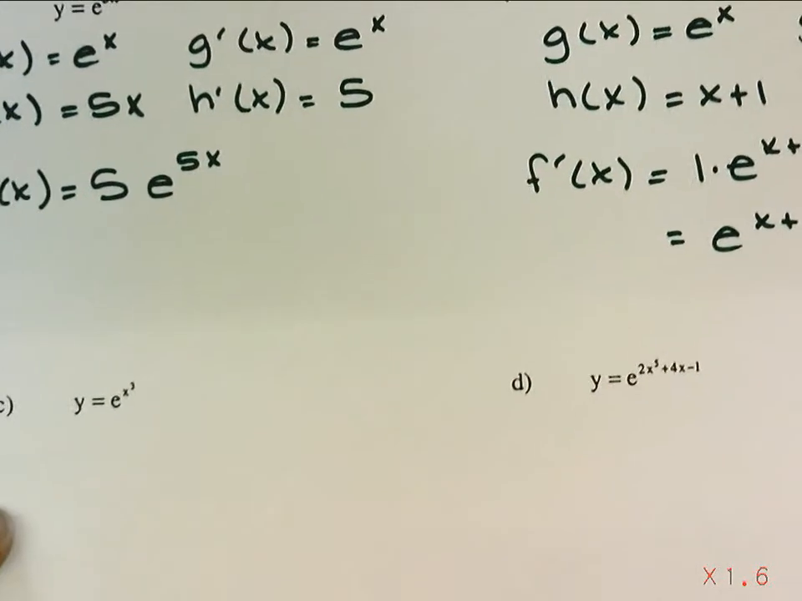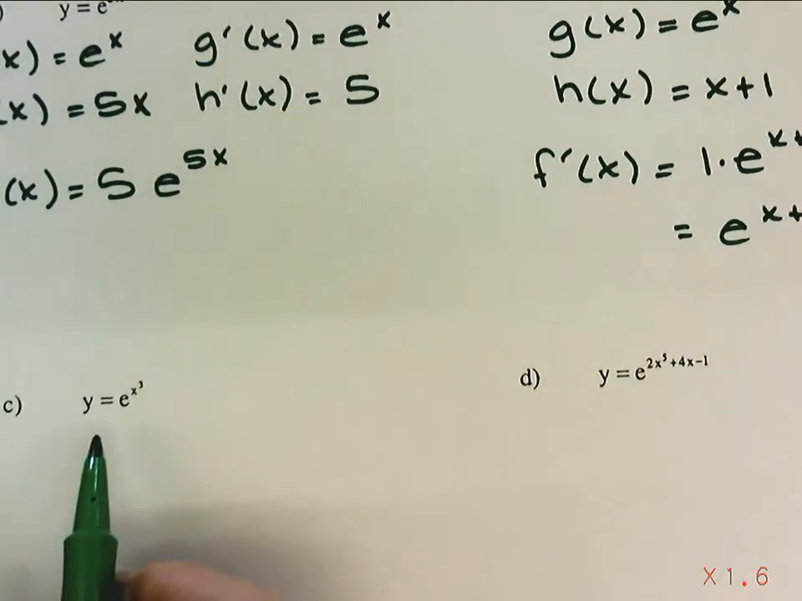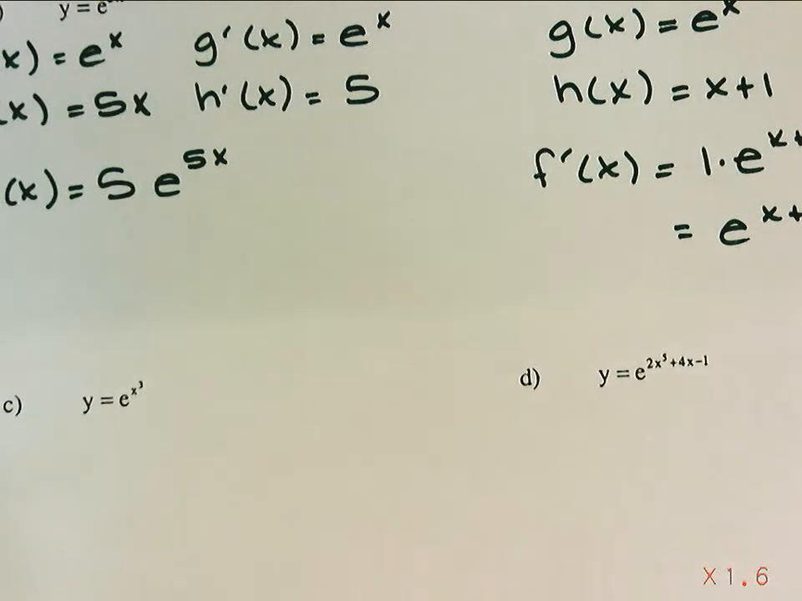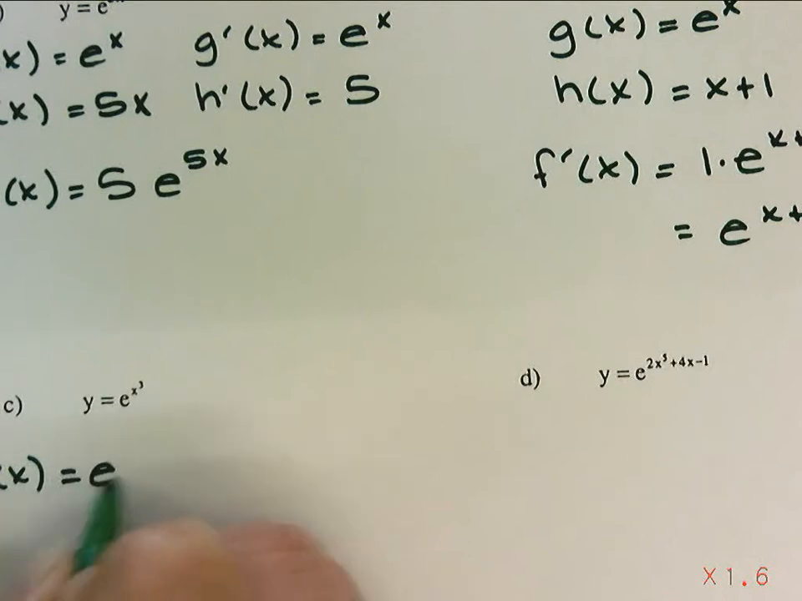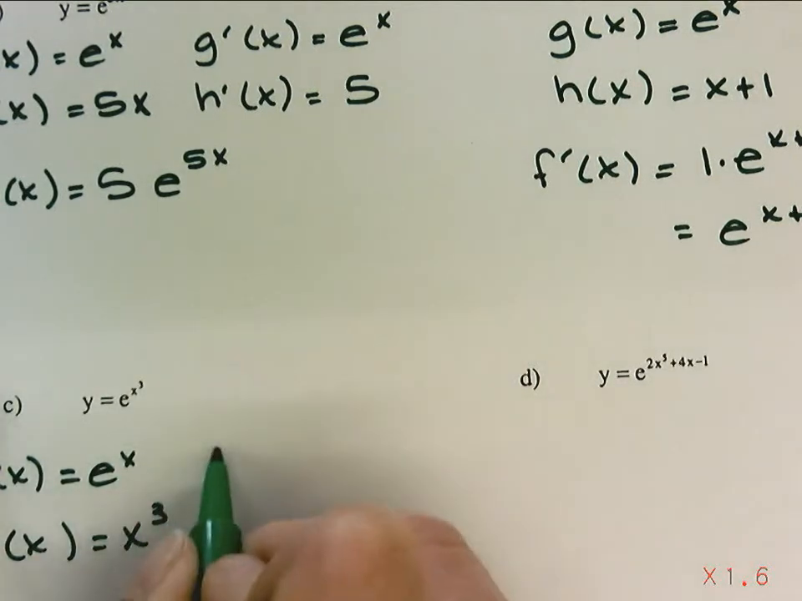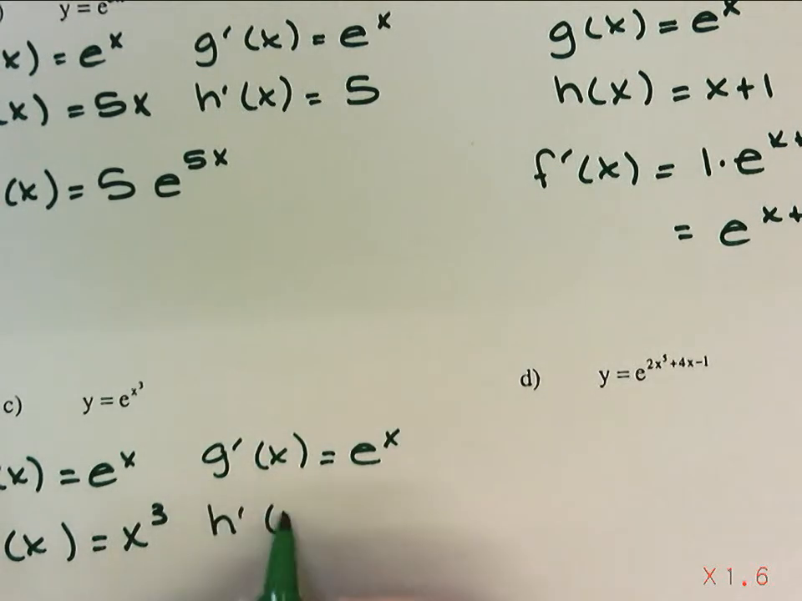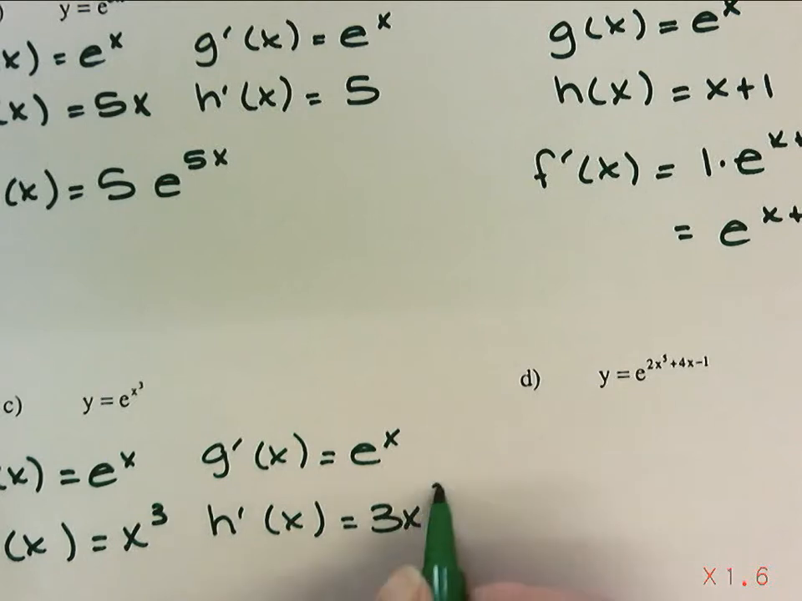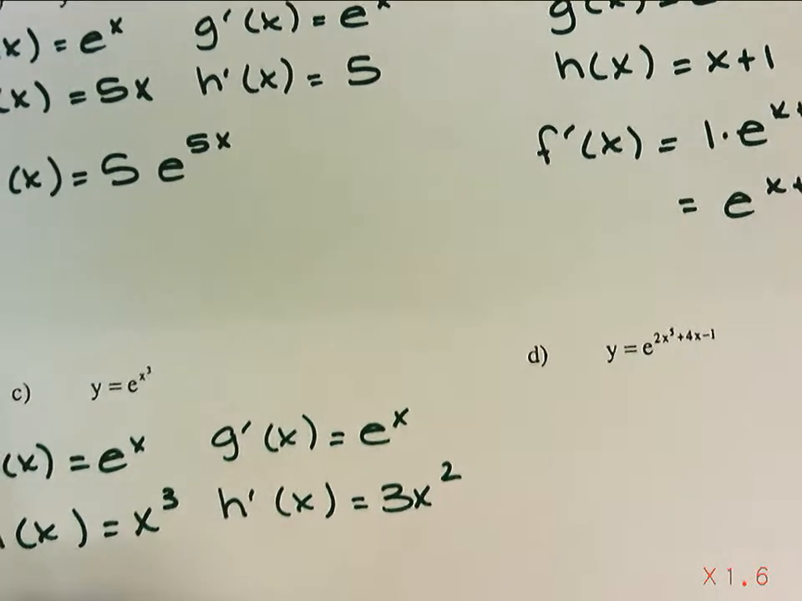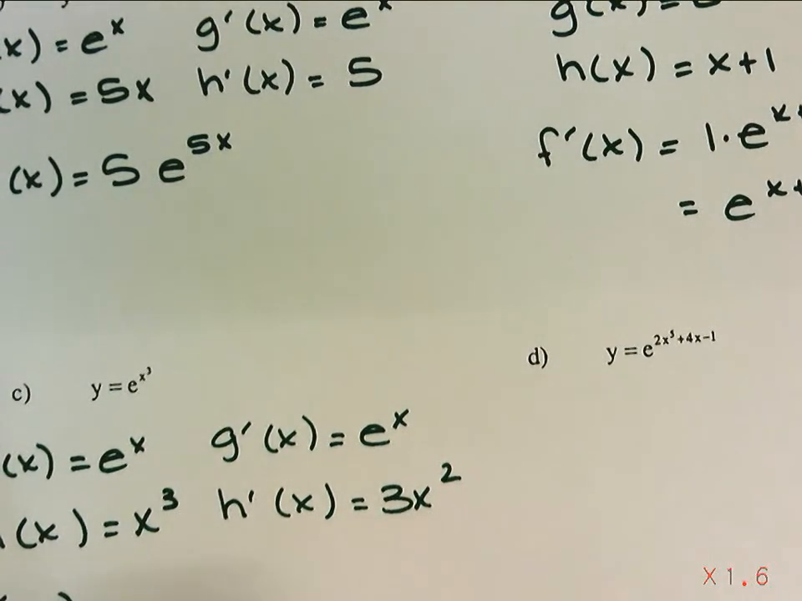Let's look at a couple more and then we'll see if we can find a pattern. So we have e to the x to the power of 3. So again, the outside is e to the x, and the inside is x cubed. Taking the derivative, we get e to the x. Taking the derivative, we get 3x squared. Using the chain rule, I'm going to have h prime times g prime of h of x.